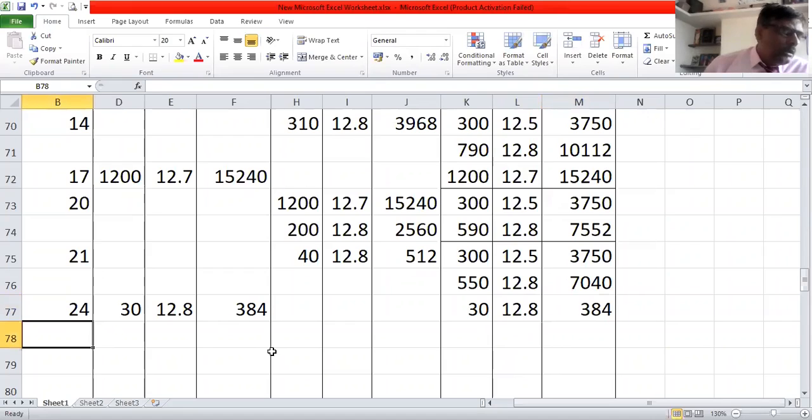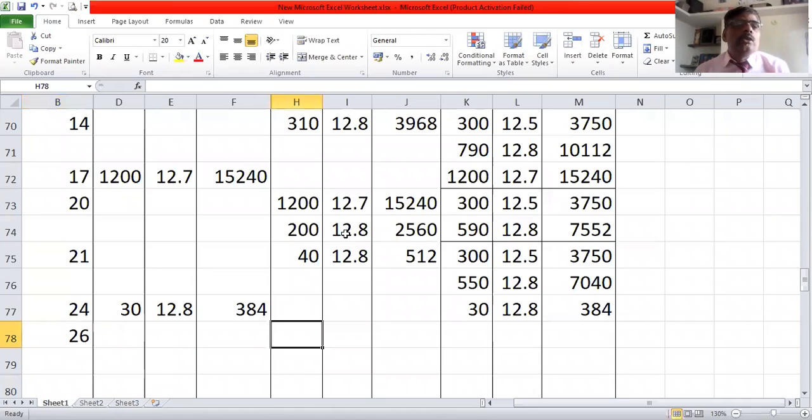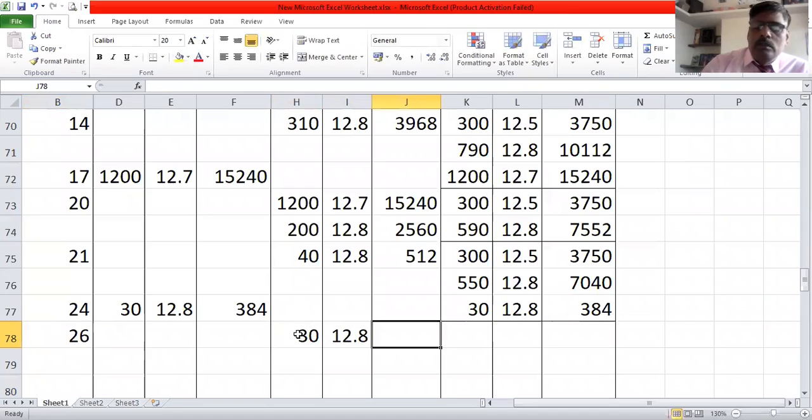Okay. Next date is 26. You write 26 date and there is a issue, therefore you put underline. Then quantity issued is 400 units. 400 units you have to issue. So you issue 30 units first. Otherwise you issue as per your method. 30 units at the rate of 12.8. Amount is 384. Remaining quantity is 370.